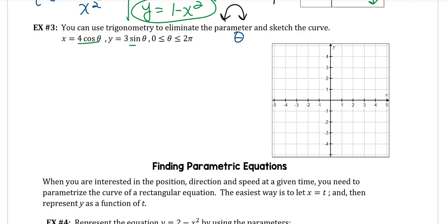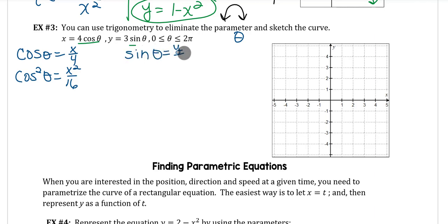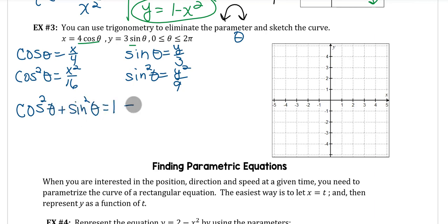So if I solve x for cosine theta, it is going to equal x over 4. Now if I square both sides, I get cosine squared theta is x squared over 16. And then if I do the same thing with the y, so I have sine theta equals y over 3. So sine squared theta is going to equal y squared over 9. So now I know that if I add cosine squared theta plus sine squared theta, I get 1, and that has to be equal to x squared over 16 plus y squared over 9.